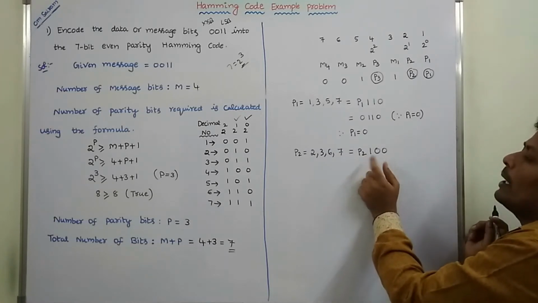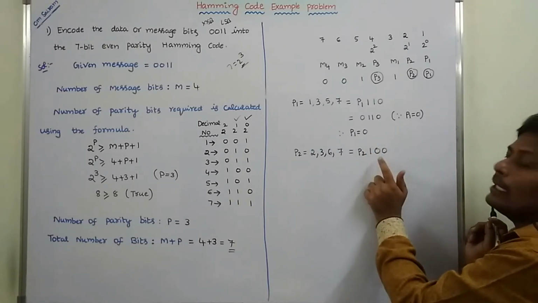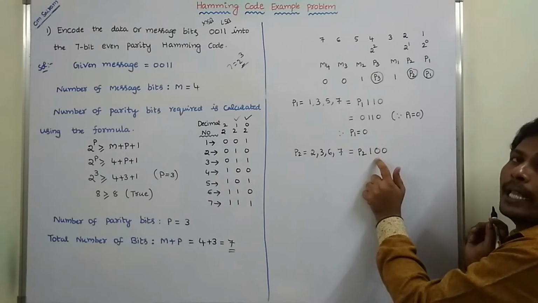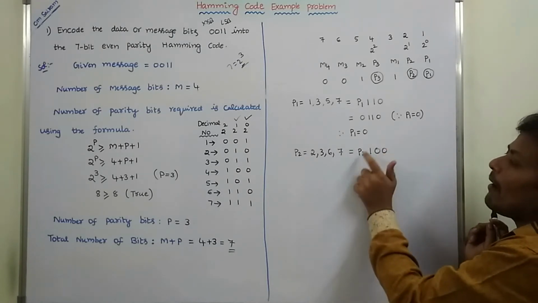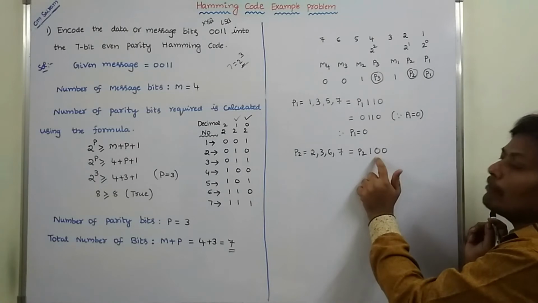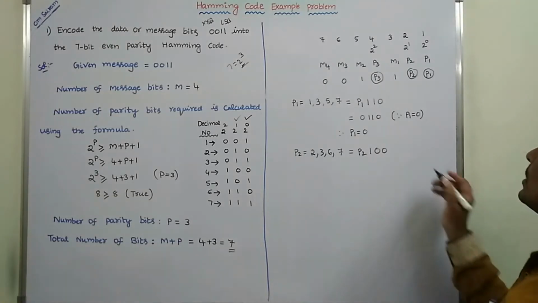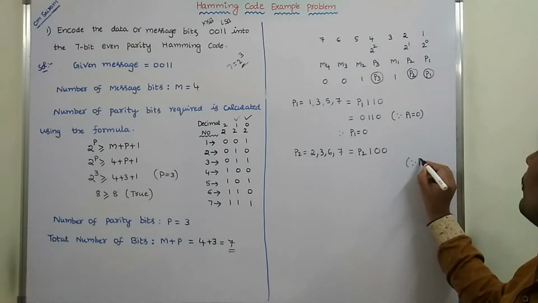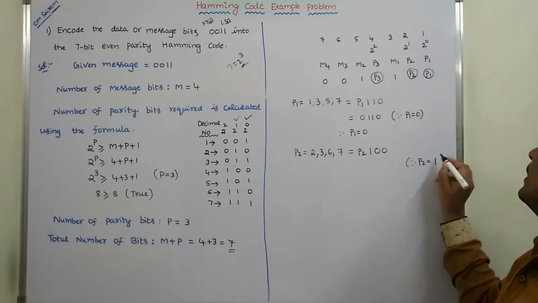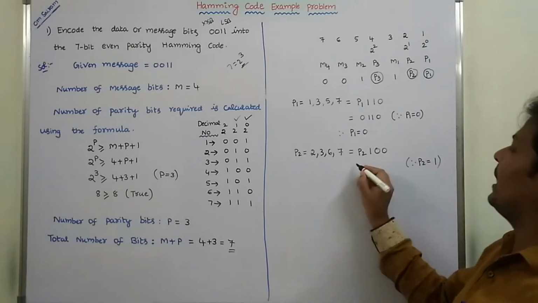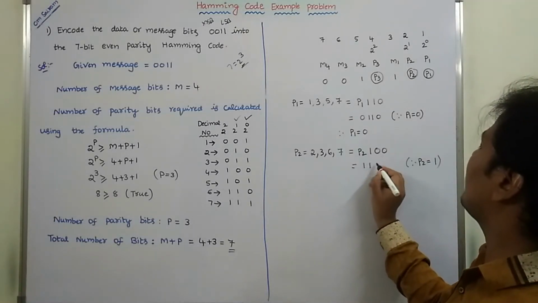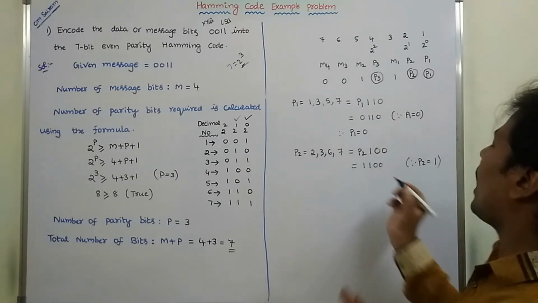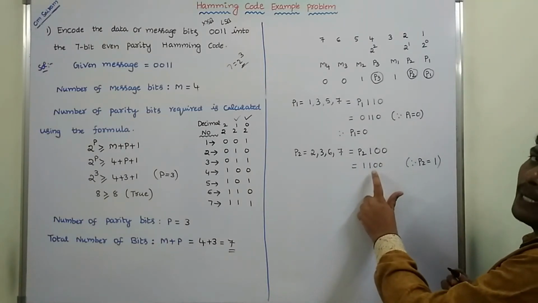Okay, so here how many ones are there? Total number of ones is equal to 1, so it is an odd parity. To become even parity, P2 is equal to 1. By placing 1 at the P2 position, 1, 1, 0, 0, it now becomes an even parity.